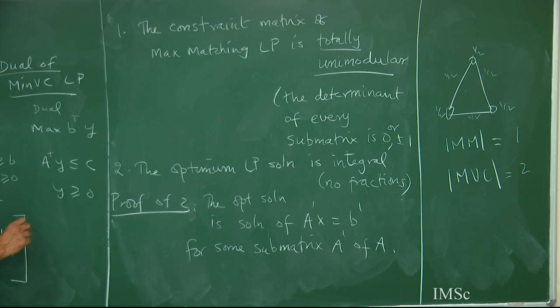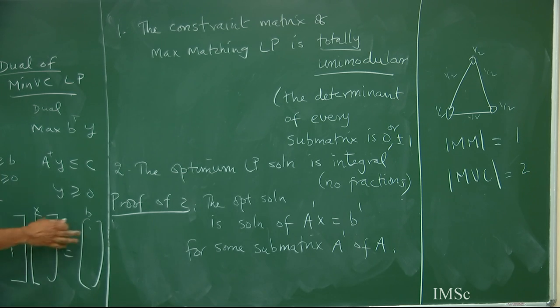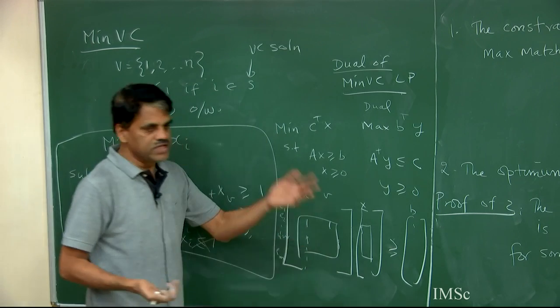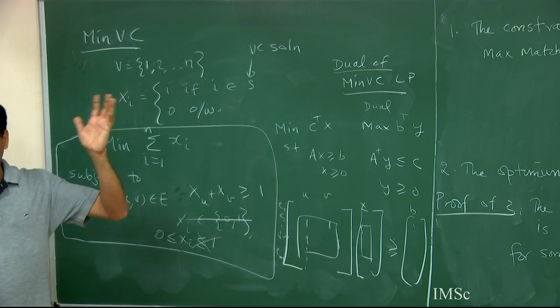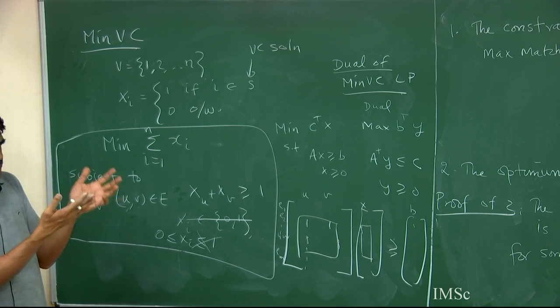Okay, so this is my constraint matrix, right? A x is less than or equal to, or greater than or equal to, B. That's my constraint matrix. So you pick some submatrix, take the corresponding variables, put in equality and solve it, and whatever solution you get is the solution of my entire LP. So you need basically some LP theory to argue this.